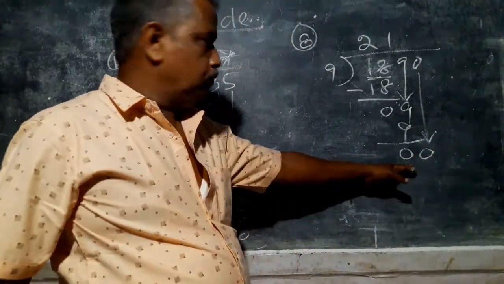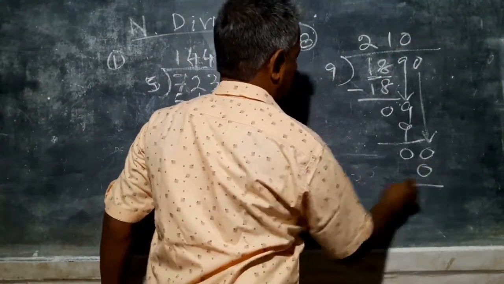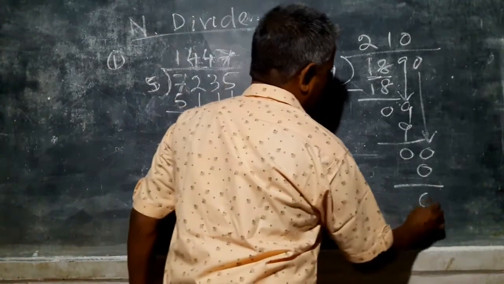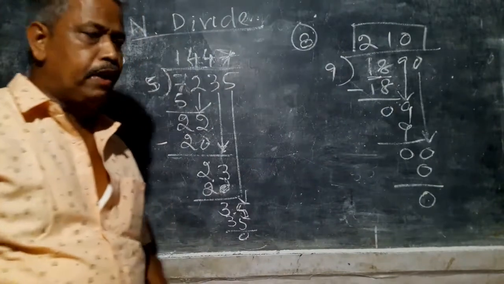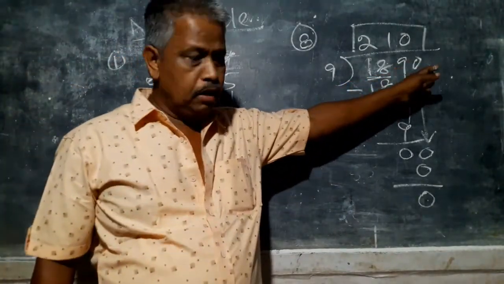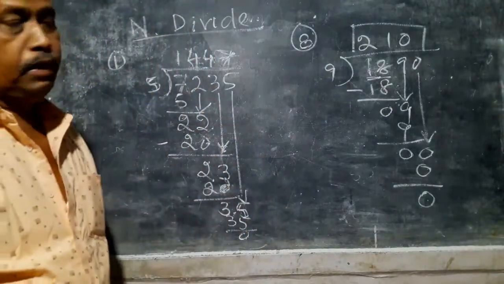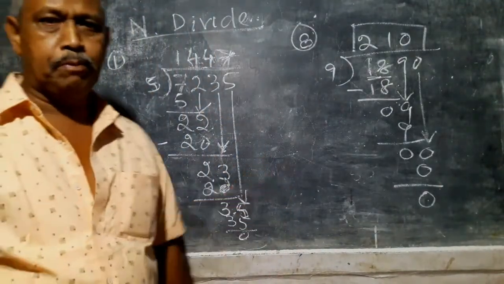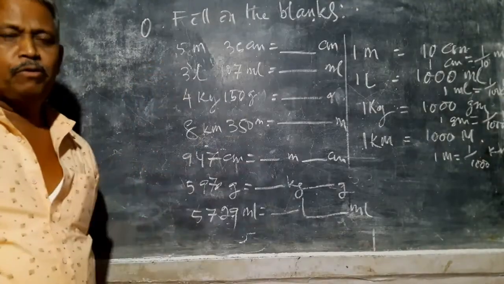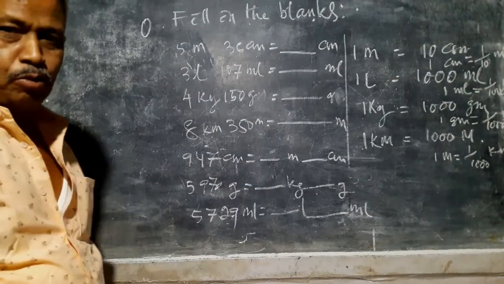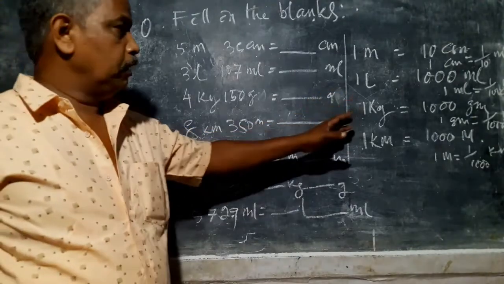Here the number is 0. We will divide 0 by 9, which is 0. So the answer is 210. Then when we divide 1890 by 9, the answer is 210. Okay, you do all the other problems. Before doing the next problem, we have to know something about these units.